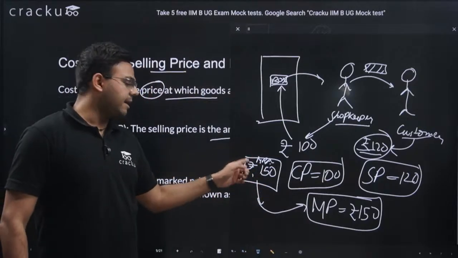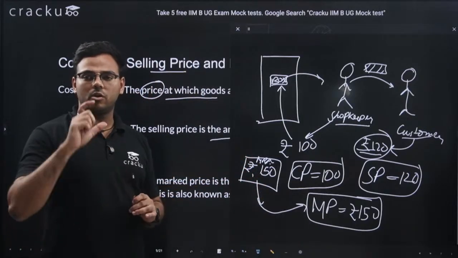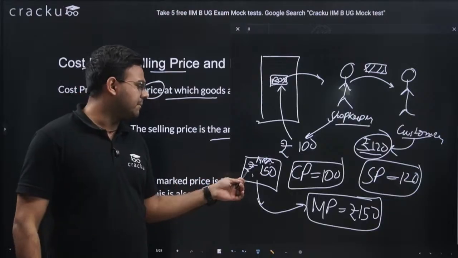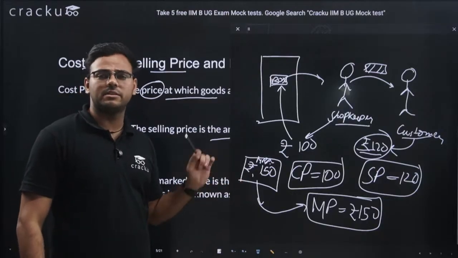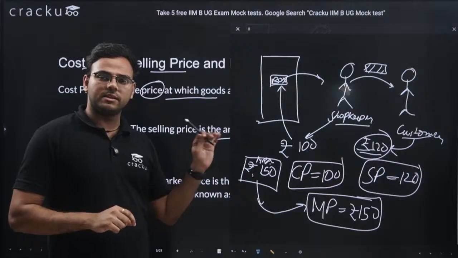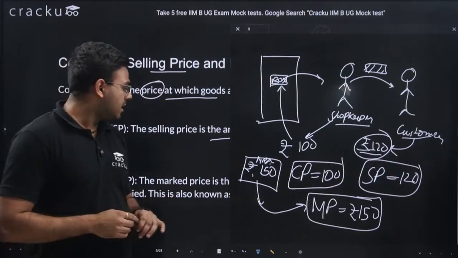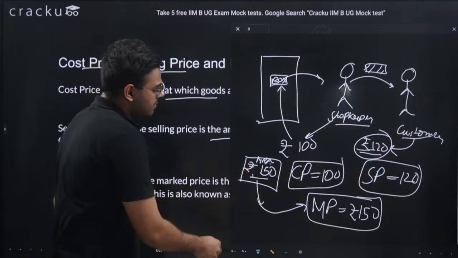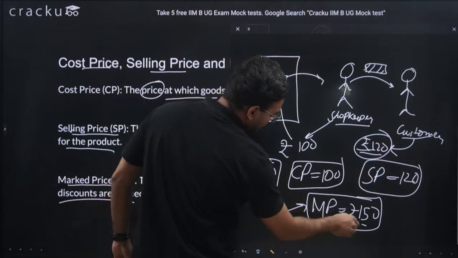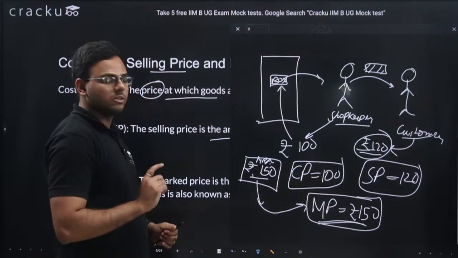MRP, again I'll explain. You might have seen this MRP on a lot of products. What is this MRP? This MRP is the mark price. MRP is basically the label price or the list price, or we can also call it a tag price. This MRP is rupees 150, which becomes the mark price of the item.